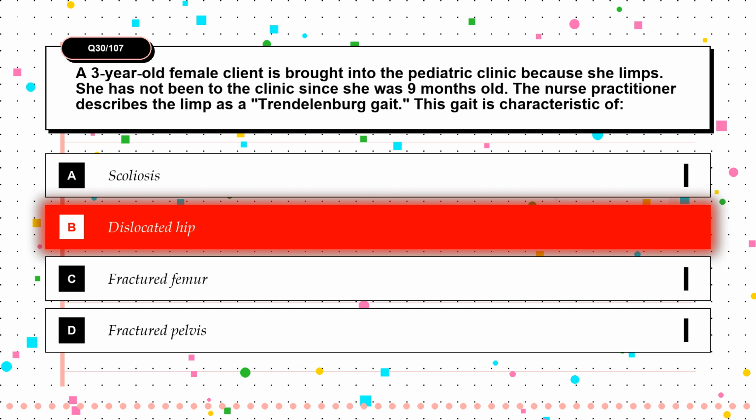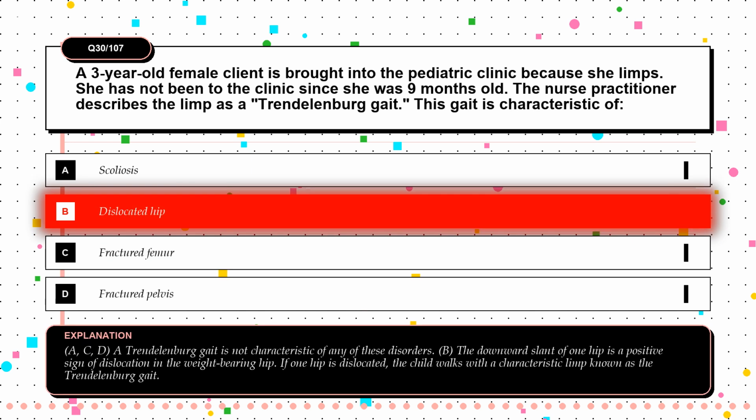The correct answer is option B, dislocated hip. A, C, D. The Trendelenburg gait is not characteristic of any of these disorders. B. The downward slant of one hip is a positive sign of dislocation in the weight-bearing hip. If one hip is dislocated, the child walks with a characteristic limp known as the Trendelenburg gait.